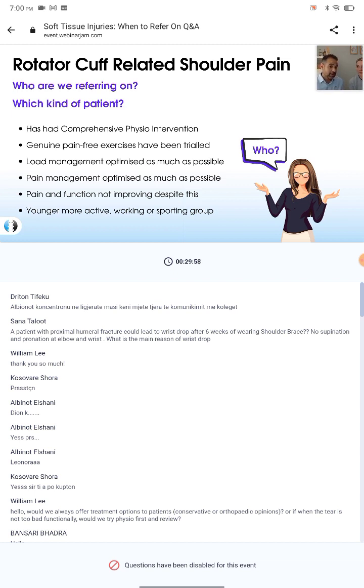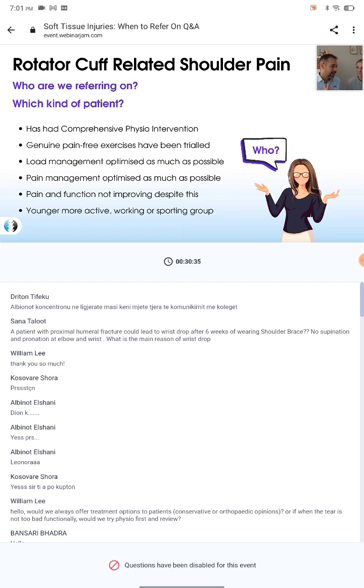And I suppose some of the stuff that we've got on here is more about, if they do have rotator cuff related shoulder pain, what do we need to make sure of before we've referred them on? As you said, alluding to with the cuff tears, I've got written down things like that you've tried to manage them within physiotherapy as much as possible. They've had a really good program. You've tried to give them exercises which are as pain-free as possible. You've worked on load management, you've worked on pain management, and despite that, they're still not going in the right direction. Is this the kind of patient that we're thinking about?